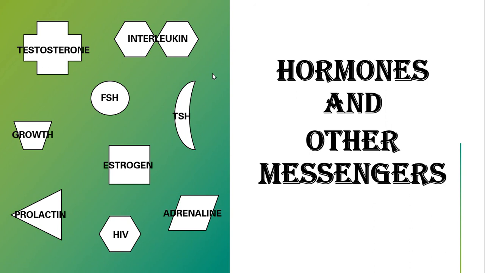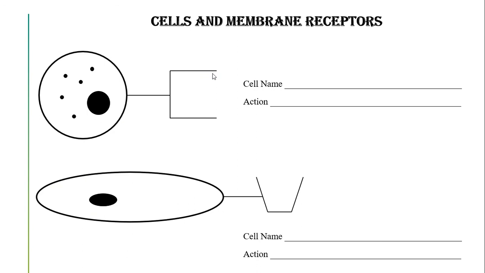So on the next page, the first two are these cells. You need to figure out which message would fit into these receptors. So if you look at the shapes, you see that the first one is a square. So that would match the estrogen. So what I'm going to do is I'll show you what I'm doing on my lab.